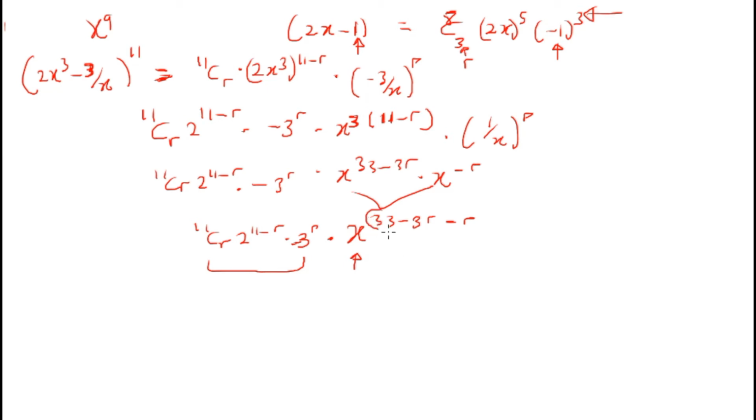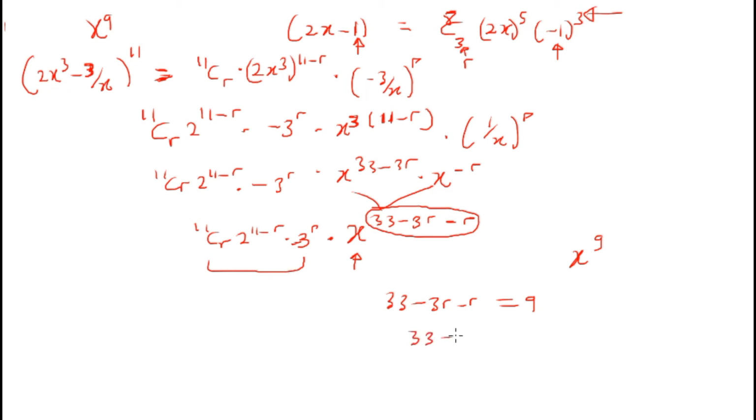But notice that what I desire is a point where x will be raised to power 9. So I need to assume that 33 minus 3r minus r is equal to 9, which means I will have x raised to power 9 right here, and this will be the coefficient, which is the answer I'm looking for. So let me determine r from this point.